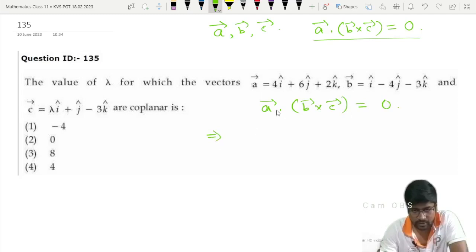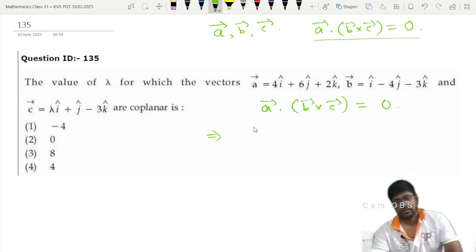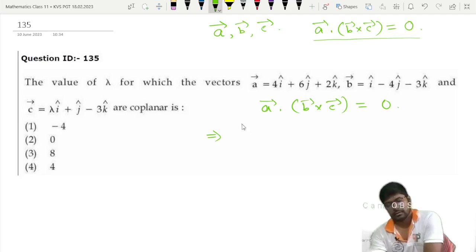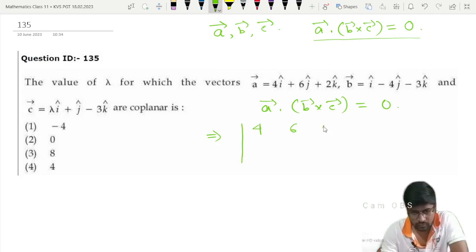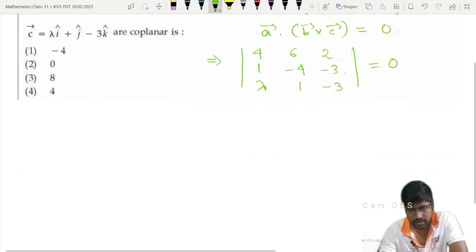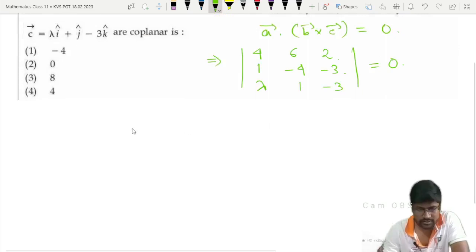Now for finding a dot b cross c, that is the scalar triple product. In the determinant form we can write it like this: a means 4, 6, 2, b means 1, minus 4, minus 3, and c is lambda, 1, minus 3, that is equal to 0. From this equation we have to find the value of lambda.